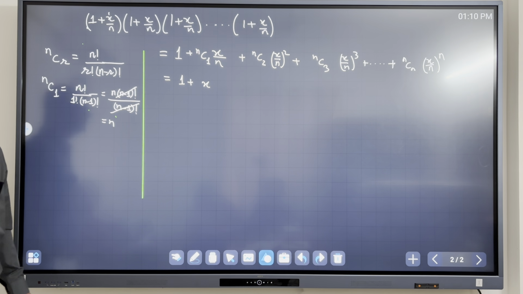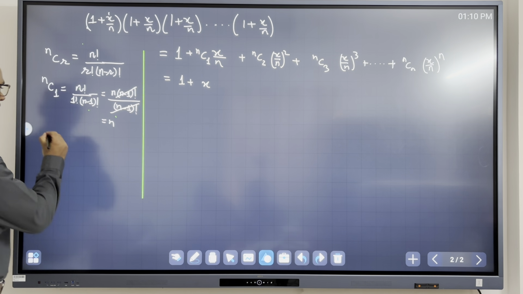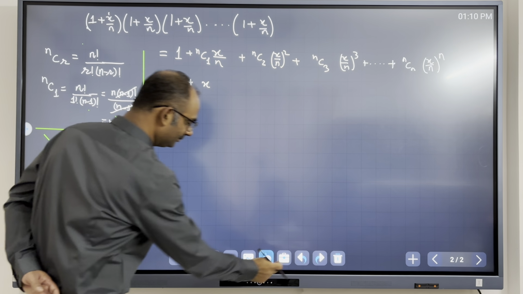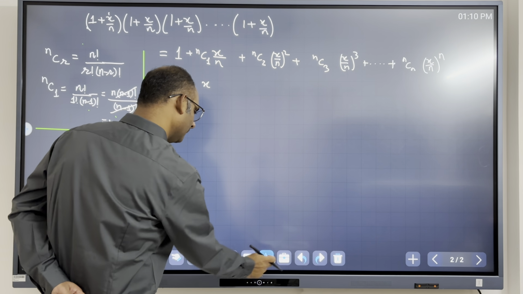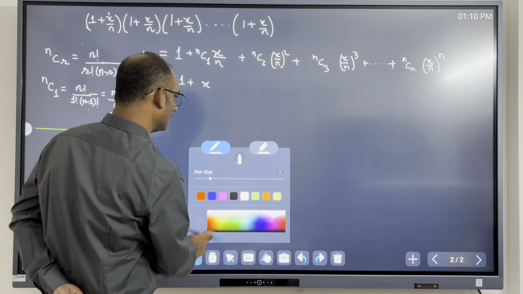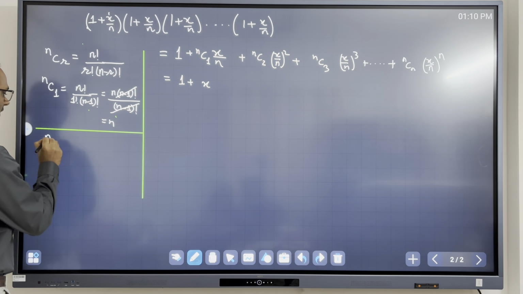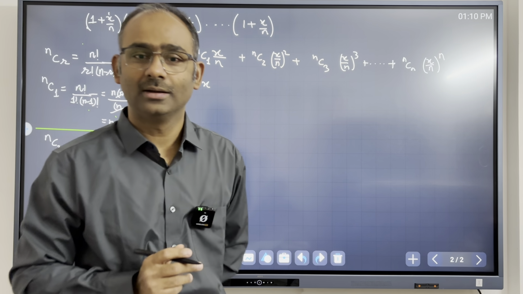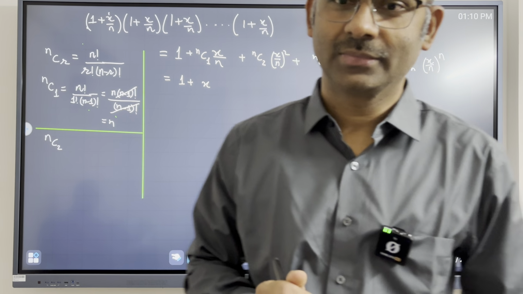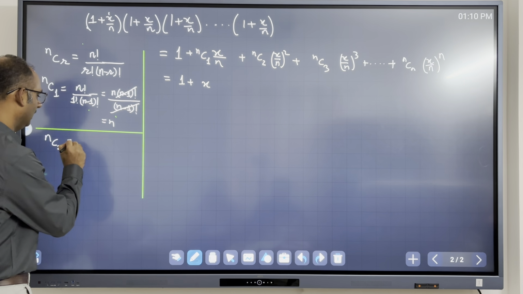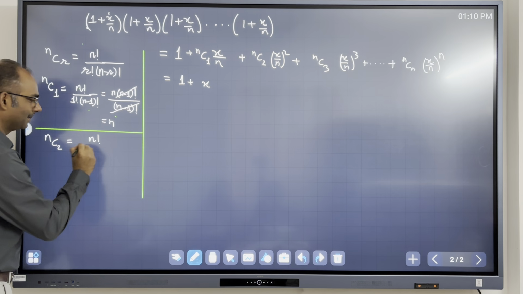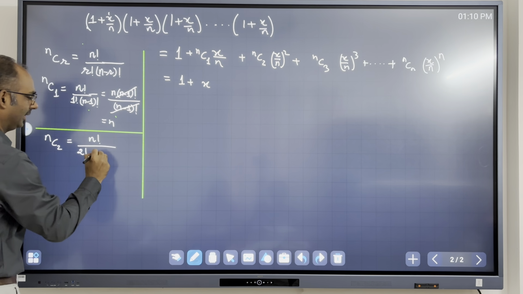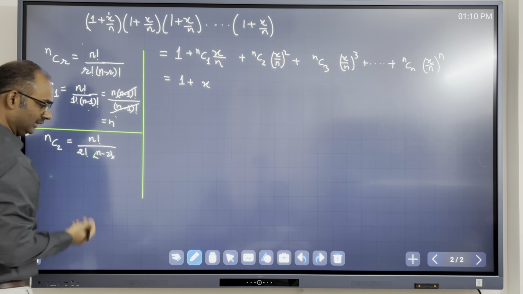Yeah, tell me, what is n choose 2? NC2 is n into n minus 1 over 2. So let me write it down. N choose 2 is n factorial over r factorial, r is 2, so 2 factorial times n minus 2 factorial.